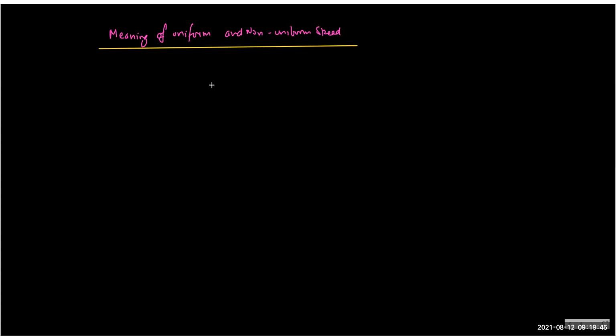So how to define the uniform speed? We have defined uniform velocity. Can you think on a similar line to define the uniform speed? What should I write here? Anybody? Sir, a particle is moving that travels equal distance in equal time interval.